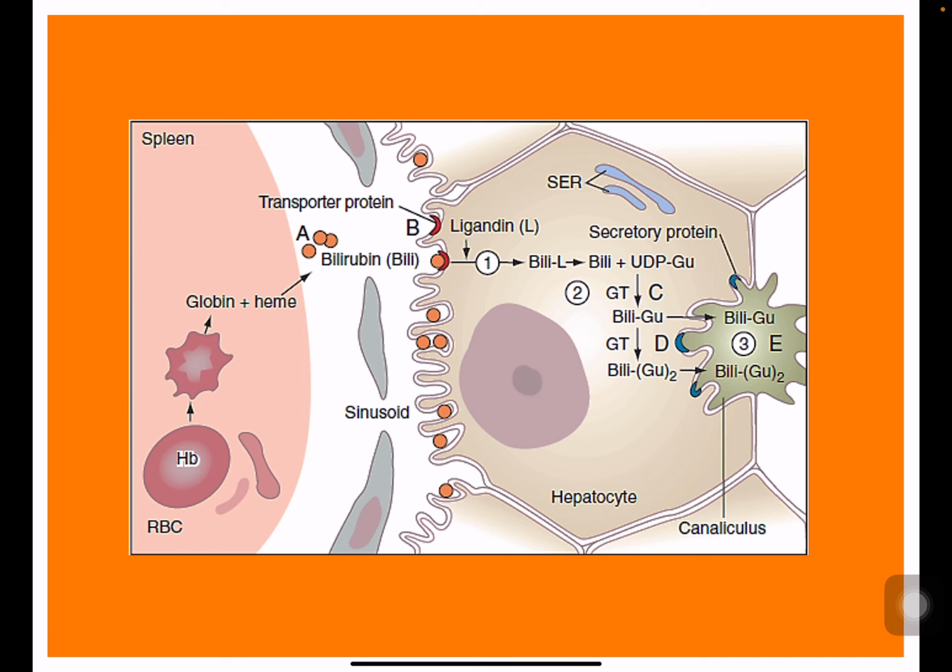So again, going back to the picture, the problem in Dubin-Johnson syndrome is the mutations in the secretory protein, the ATP binding cassette transporter protein. So the conjugated bilirubin cannot be excreted.